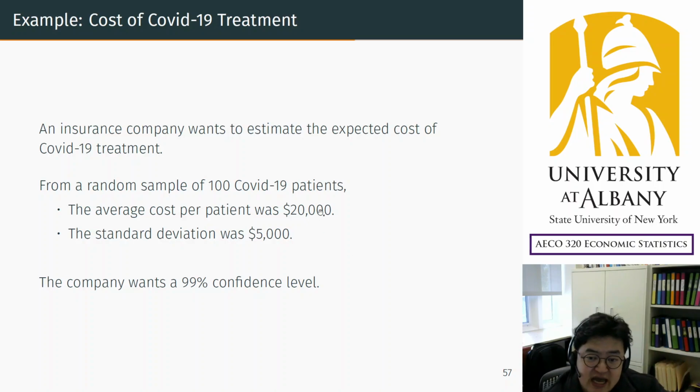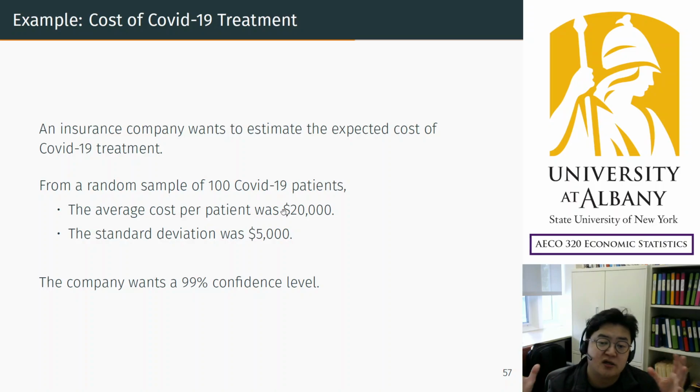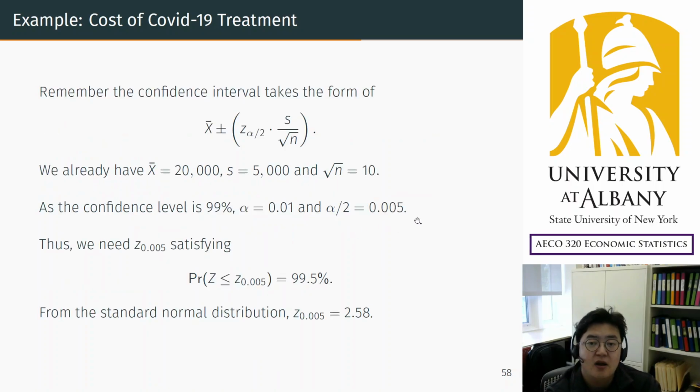So these numbers are random. If you had a different 100 patients, you may get different numbers. So we'd like to make a confidence interval that covers 99% of the possibility. Okay, the answer is pretty simple.